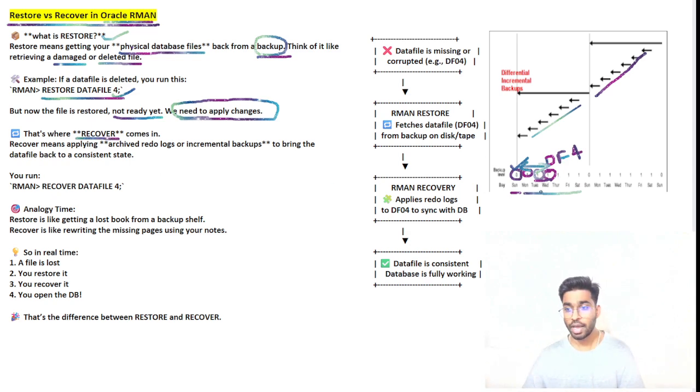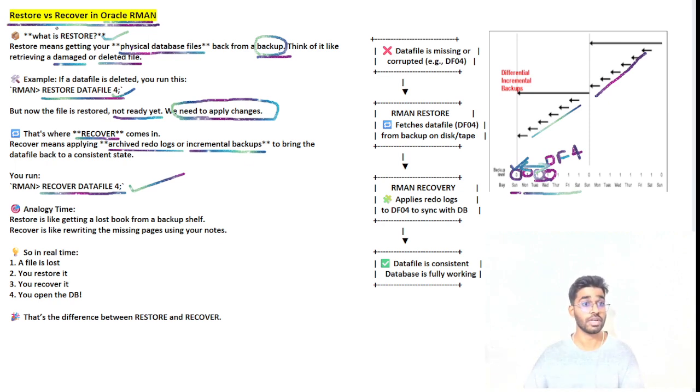Applying those changes, that is, the incremental backups or archived redo logs, is what we call recover. With this RMAN command, recover datafile 4, we will be recovering the changes that happened in between those days. Hope you understood this.